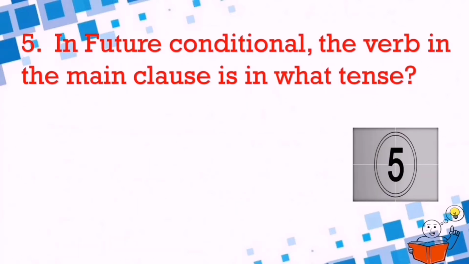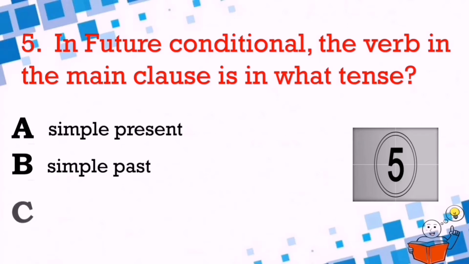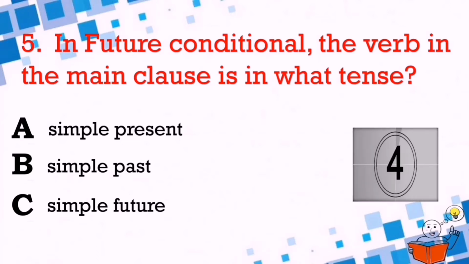Number 5. In future conditional, the verb in the main clause is in what tense? A. Simple present. B. Simple past. Or C. Simple future. The correct answer is letter C.